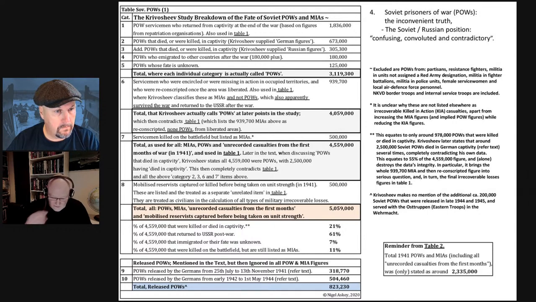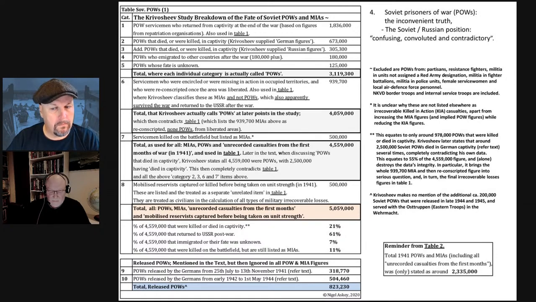For 20 years, those figures were disputed. Now, the equipment figures, the 21,000 tanks, 33,000 artillery, they were also written off by most people. And then in 1993, the Krivosheev study became public. And as we'll see, the German figures on equipment are incredibly accurate, surprisingly accurate. It's actually slightly understated, in fact.